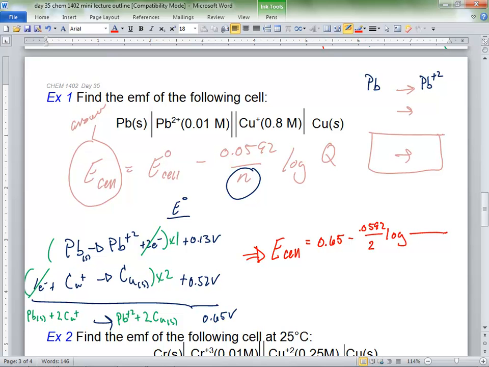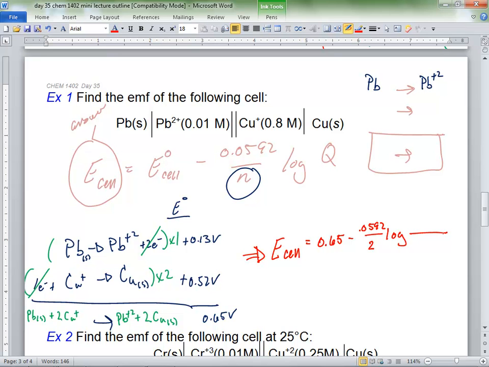Electron plus Cu plus goes to Cu solid. It's on this piece of paper. It does have 0.50. Oh, I don't have that paper. I turned it in with Miss Christina. Miss Christina kept it. Oh no. Okay, I screwed up.